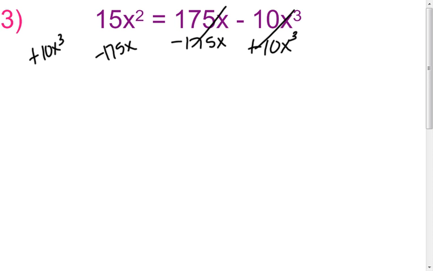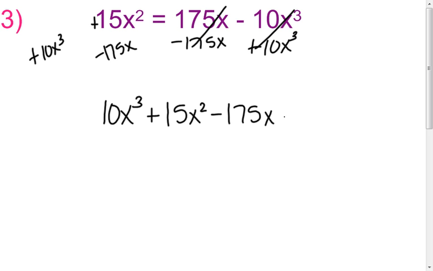Now if you look at what's on your left side, you're going to list these in order from biggest exponent to smallest. So my x cubed term I need that to come first, and then I've got a positive 15x squared right there, and then of course you have your negative 175x. Alright, so if I'm following my process, I have it set equal to 0.